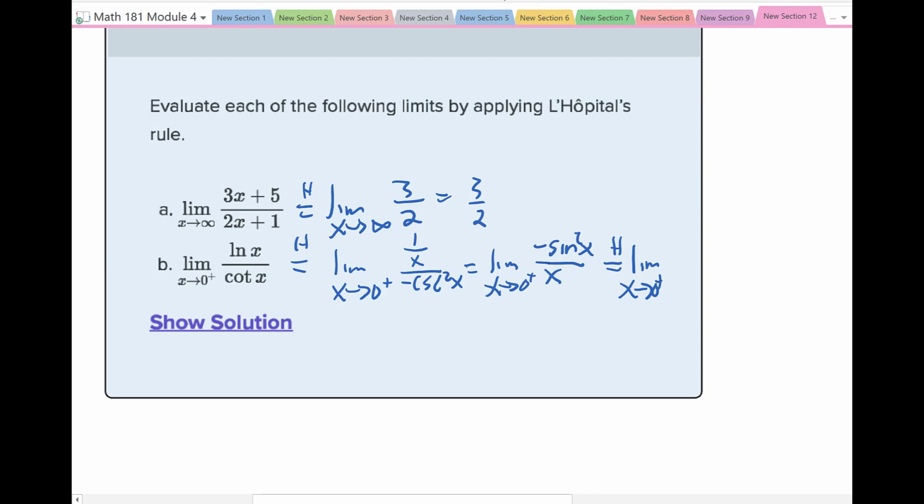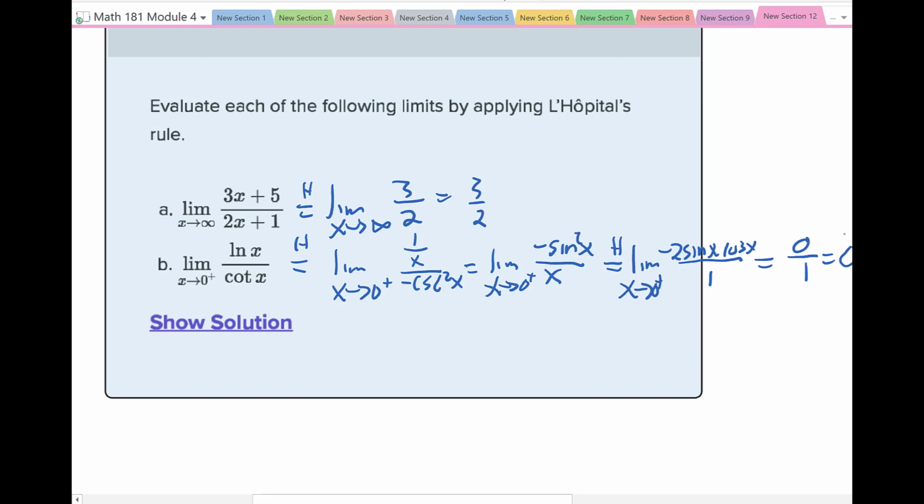And we'd have negative sine x cosine of x. Oh, I forgot my 2. Negative 2 times sine x cosine x. And the derivative of x is just 1. So plugging in the 0, you end up with a 0 on top and a 1 on bottom, so it's 0.